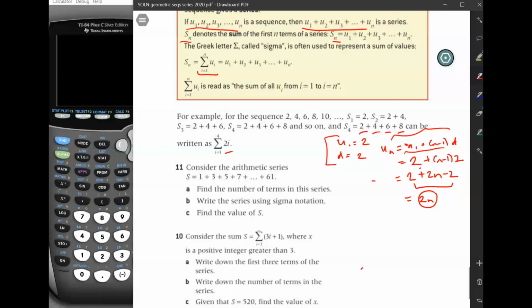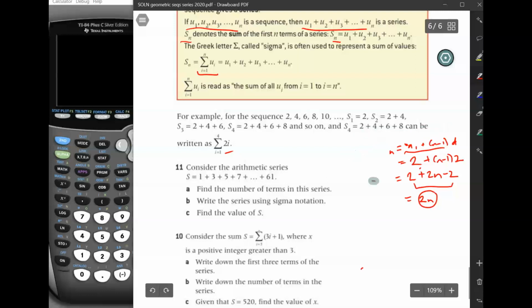Consider the arithmetic sequence 1 plus 3 plus 5 plus 7 plus and so on. Find the number of terms in this series. Okay, so this part of it is very similar to problems that we just did in the arithmetic sequence unit. First thing we're going to do is we've got 1 plus 3 plus 5 plus 7 plus, and a whole bunch of numbers, we don't know how many, plus 61. Let's figure out what the general term formula is first.